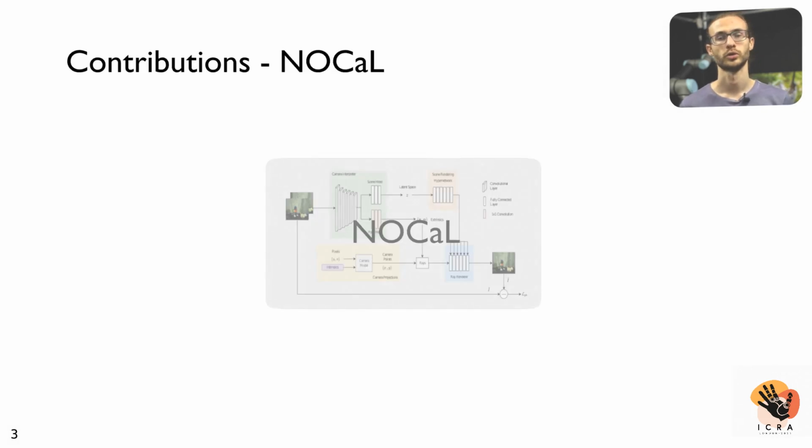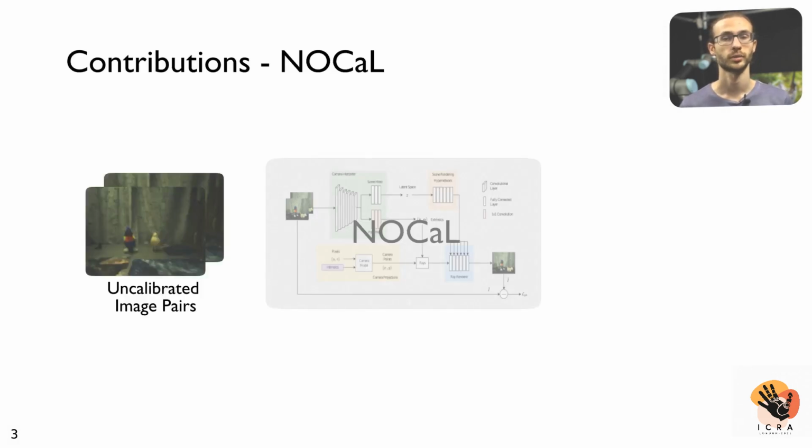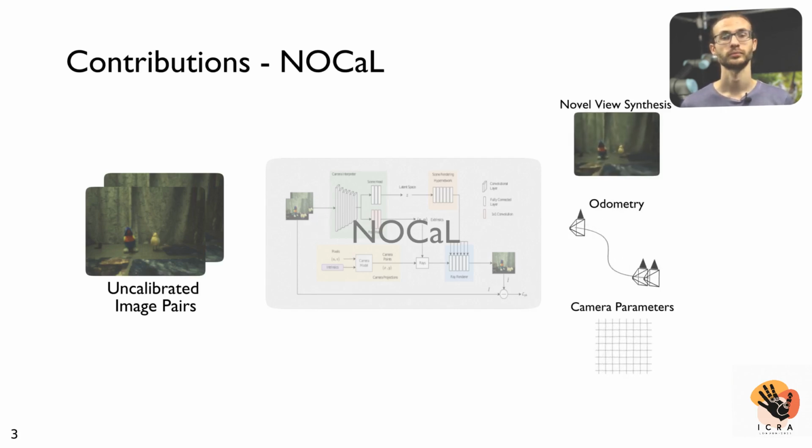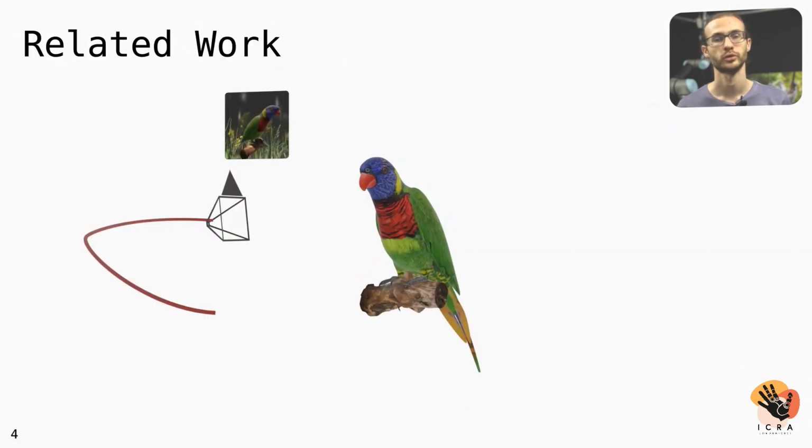To aid in this, we propose NOCaL, a framework that takes uncalibrated image pairs and jointly learns odometry, camera parameters, and visual appearance in an end-to-end fashion. This framework generalizes to a large range of cameras that can be modeled through a pinhole projection model and a freeform distortion map. In this work, we look at the task of odometry.